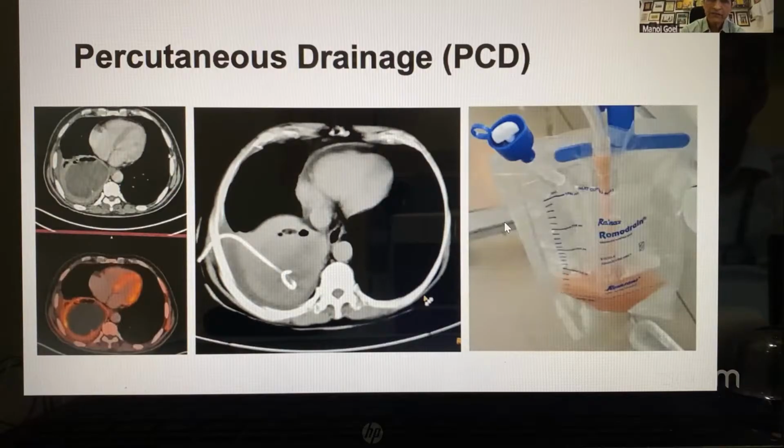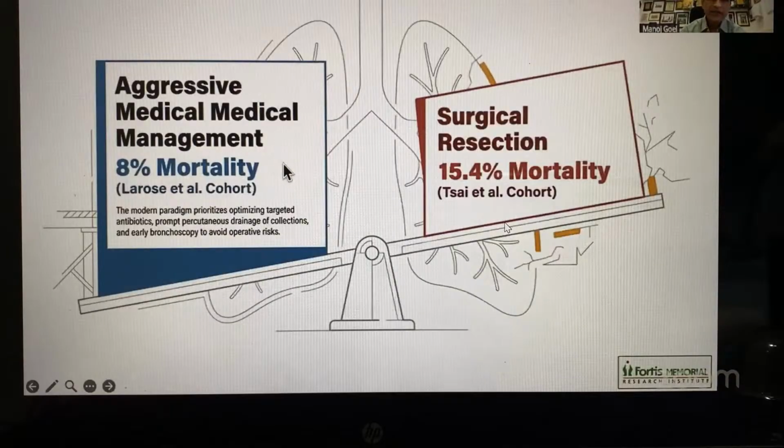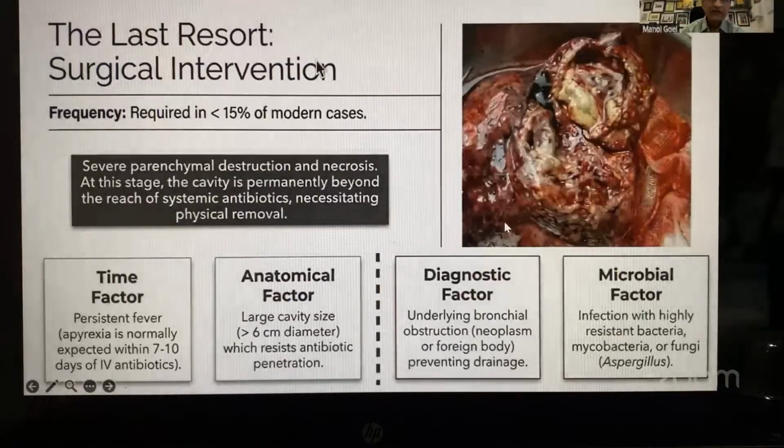He did not require any surgical intervention further. Now, coming to the surgical tipping point, the important thing is aggressive medical management has a very good outcome. As a matter of fact, the mortality risk is only 8%, whereas surgical resection has a higher mortality of 15.4%. Therefore, surgical intervention is used only as a last resort, particularly in patients who have a persistent fever, despite 7 to 10 days of IV antibiotics.